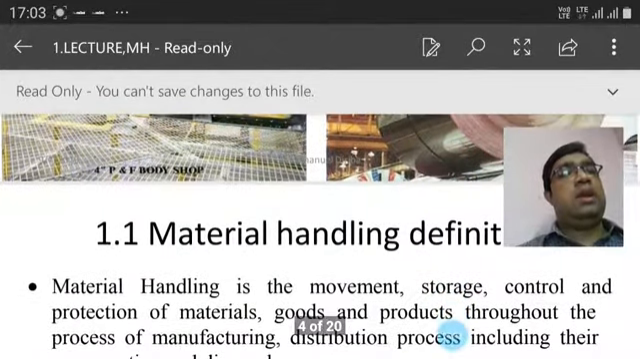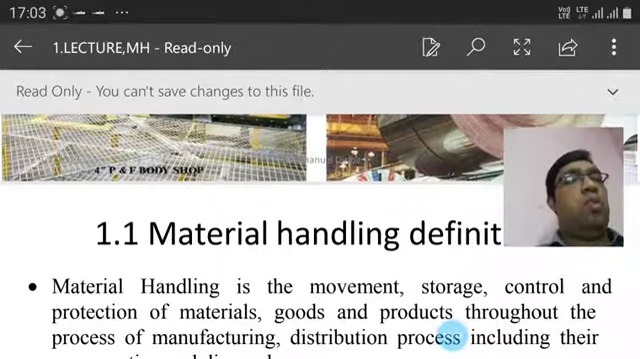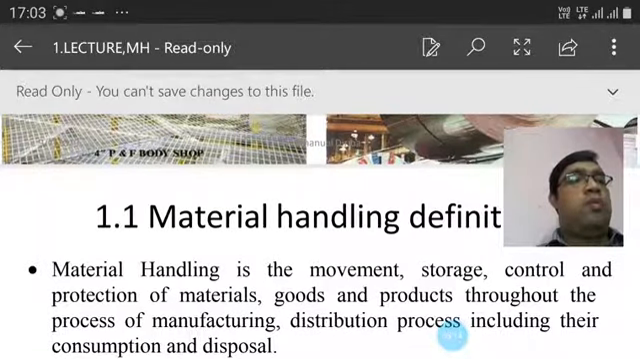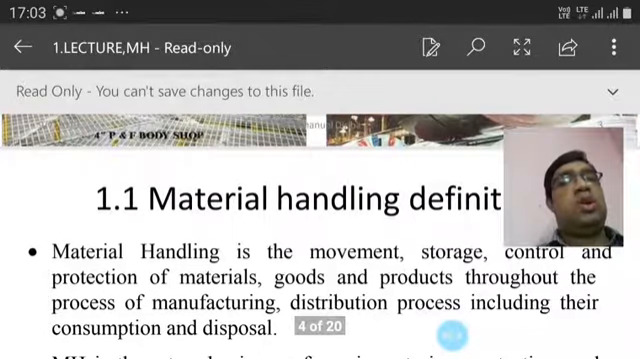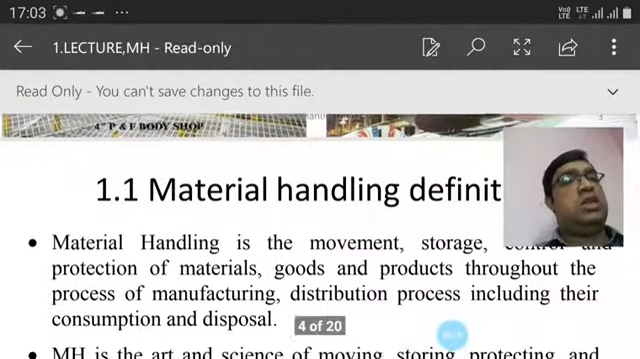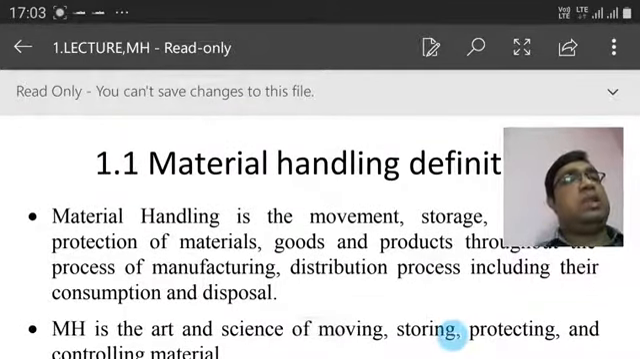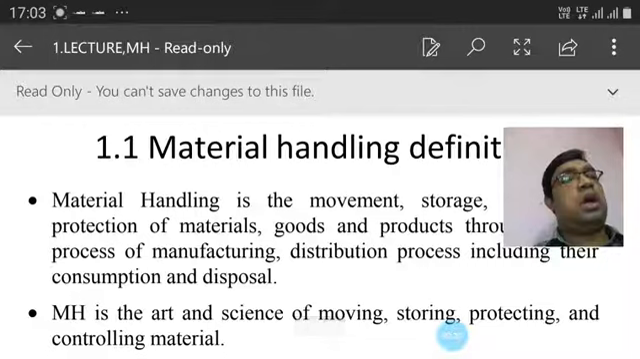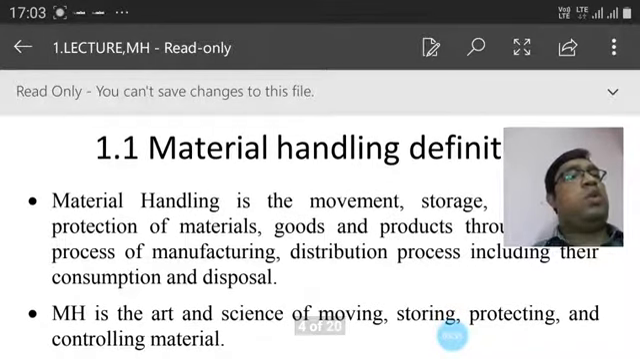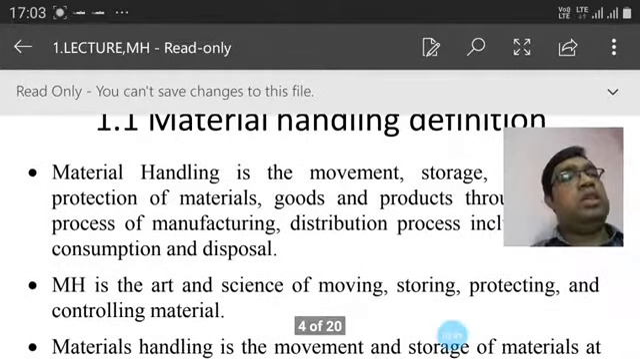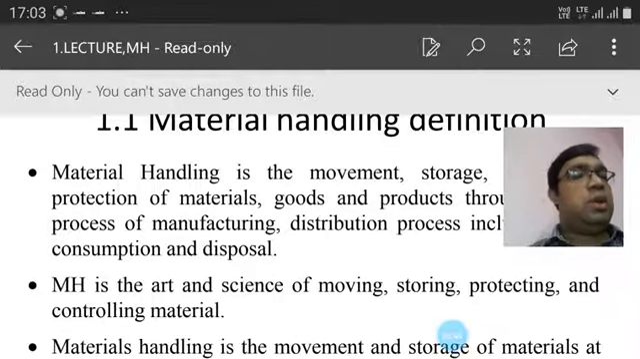The definition of materials handling: material handling is the movement, storage, control and protection of materials, goods and products throughout the process of manufacturing and distribution, including their consumption and disposal. This is essential for every industry. In power plant engineering, hazardous materials are found, and they can create dangerous situations for human beings and society.